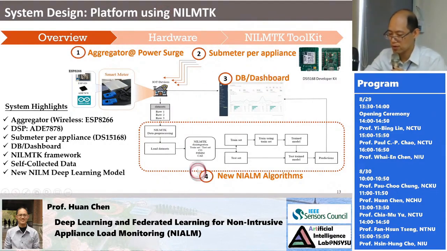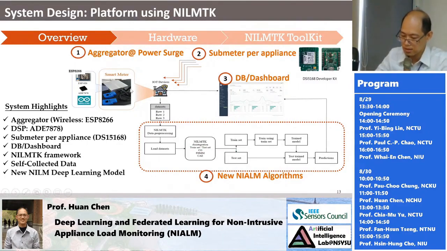And we also have the NILM algorithm in the NILMTK framework. So you develop a new algorithm and use it to test whether your new algorithm is effective or not.